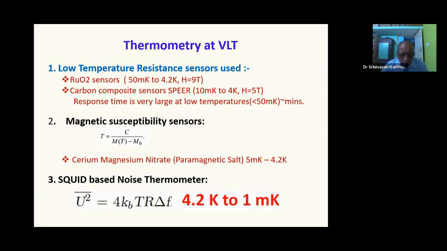Now, for example, cesium magnesium nitrate paramagnetic salts can be used as the magnetic susceptibility sensor, and the temperature range can be from about 5 millikelvin to 4.2 Kelvin. We can also use a SQUID-based noise thermometer, and SQUID is a superconducting quantum interference device. A noise thermometer based on SQUID can be useful from about 4.2 Kelvin down to 1 millikelvin, because the noise level varies with the temperature, and directly you can use it for measurement, right?